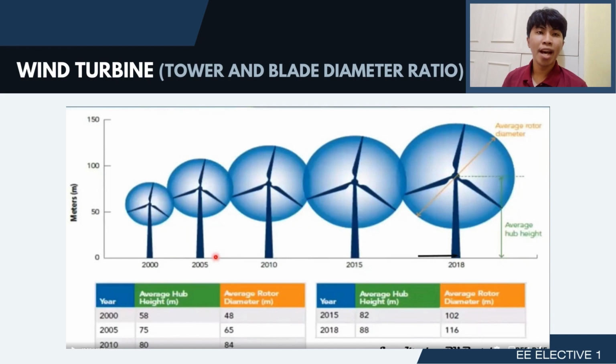But now as the years pass and engineering designs are improving, we can observe that in the year 2018, the average hub height is 88 meters while the average rotor diameter is 116 meters, where now the rotor's diameter is bigger than the hub's height, which is a lot different from the past years. And that is where engineering marvel comes into play.